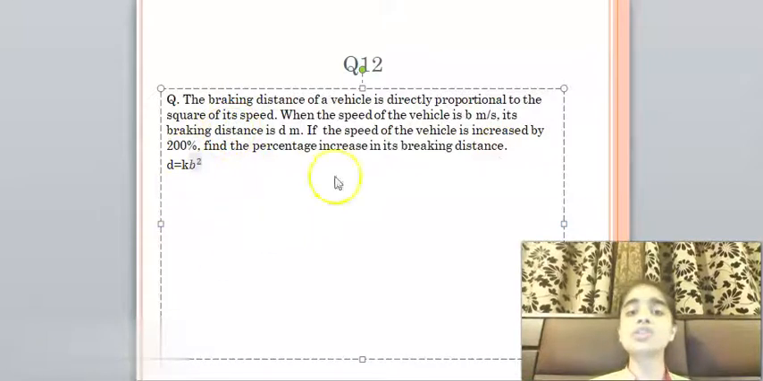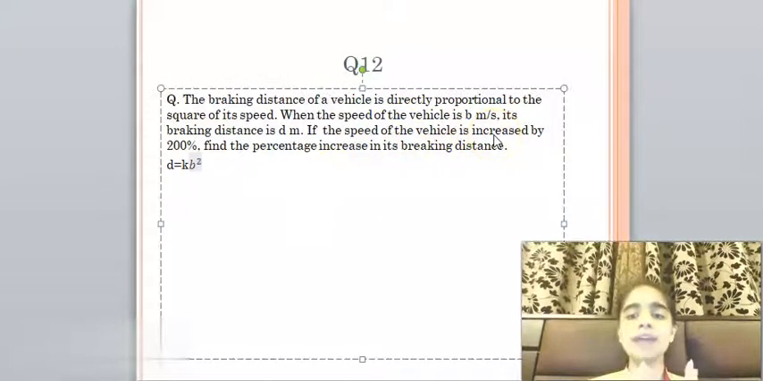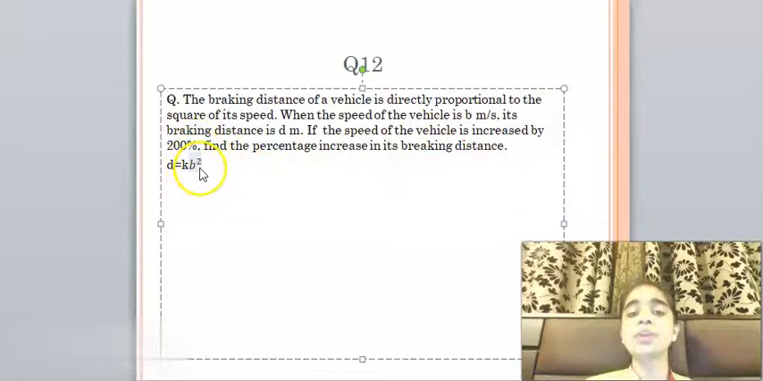Now the question says if the speed of the vehicle is increased by 200%. You need to understand that initially we will consider the speed as 100% and it increased by 200%, so now it is 300%. At 100% the speed was b. So what will be the speed at 300%? It will be 3b, right? So in place of b, we will write 3b.